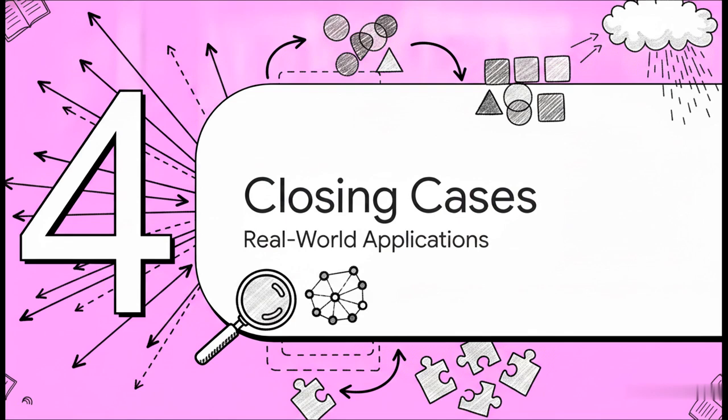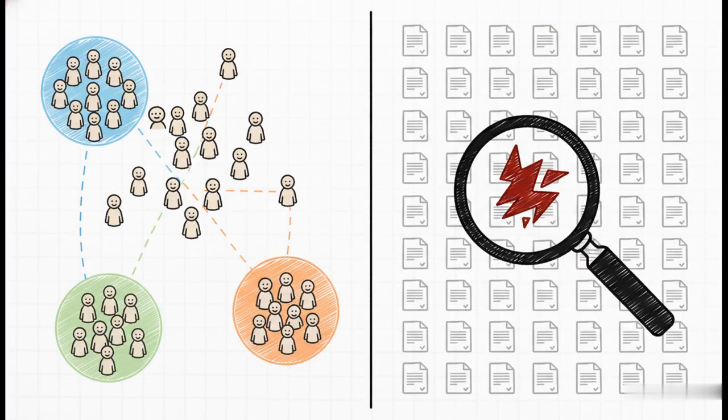So, why does all this matter? Let's look at Section 4, Closing Cases, Real-World Applications. It's pretty amazing how these theoretical algorithms translate into massive real-world value. I mean, these tools are the driving force behind some absolutely vital applications. First off, segmentation. We literally opened this explainer with the mystery of grouping customers, and here's the answer. Unsupervised learning powers customer segmentation. It allows businesses to perfectly tailor their strategies and ads.